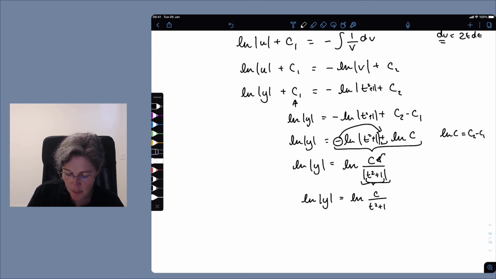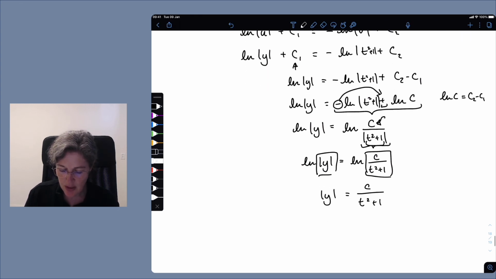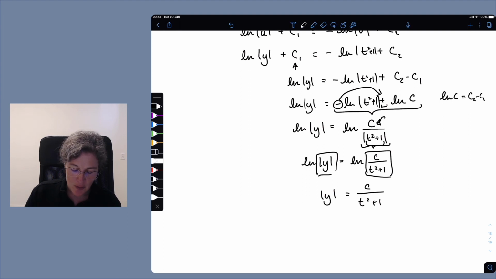But we must have that whatever is inside our natural logs are equal. So we must have that the absolute value of y is equal to c over t squared plus 1. I'm not going to go into a really detailed explanation, but if you do a bit of thinking, you can figure out that we can fold in the absolute value of y into whatever our c is. So in fact, we can write this as y is equal to c over t squared plus 1.